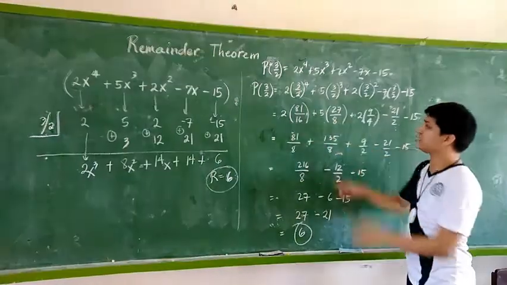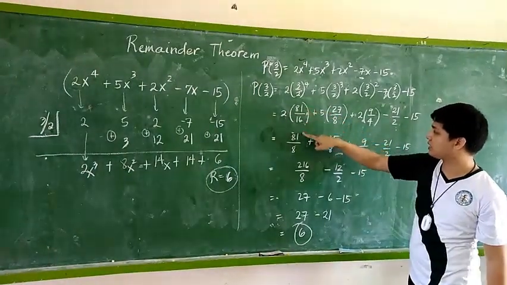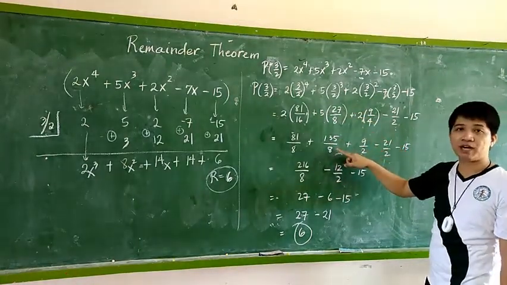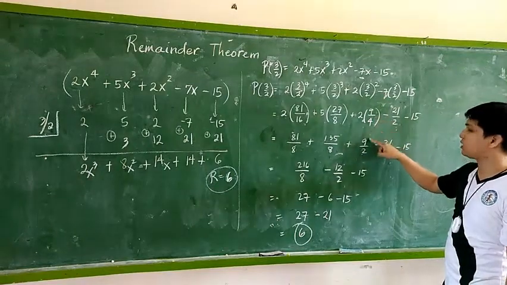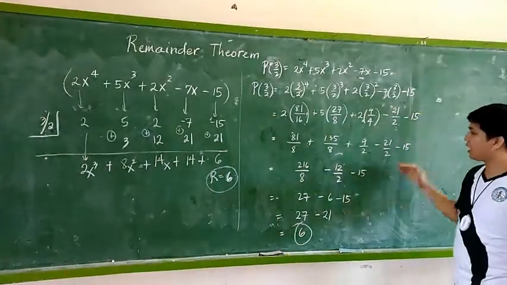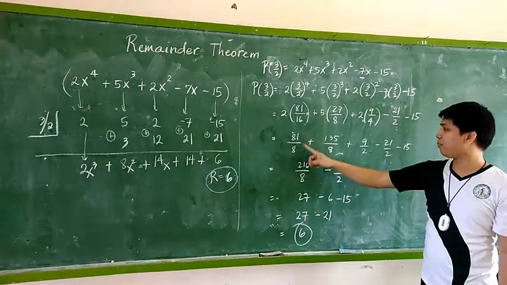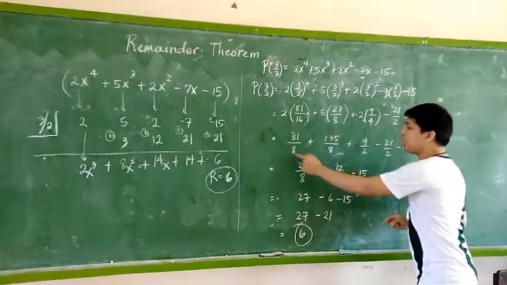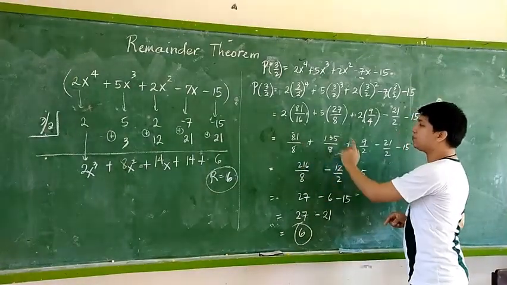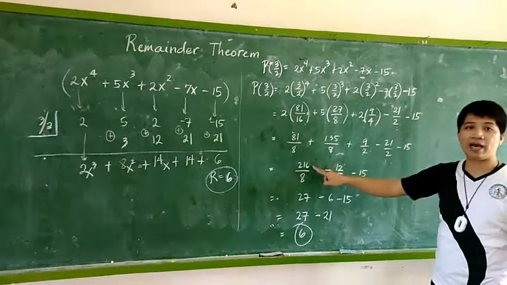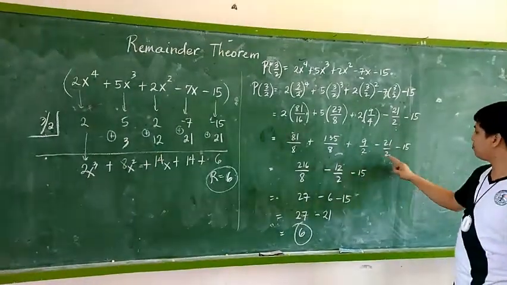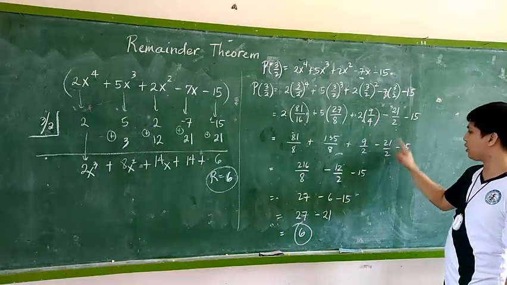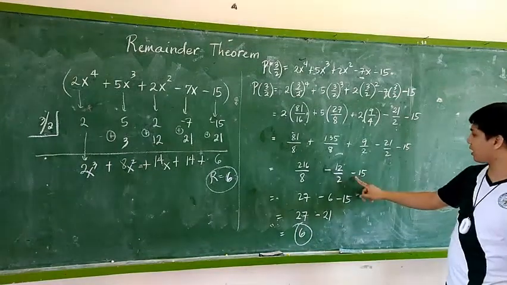And then repeat the process. 2 times 81 over 16, that's 81 over 8. 5 times 27 over 8, that's 135 over 8. 2 times 9 over 4, that's 9 over 2. Copy, and then simplify. 81 over 8 plus 135 over 8. Since they have the common denominator, copy, and then simply add 81 and 135, we have 216. They also have the same denominator, copy, then subtract 9 minus 21, that's negative 12, and then copy negative 15.